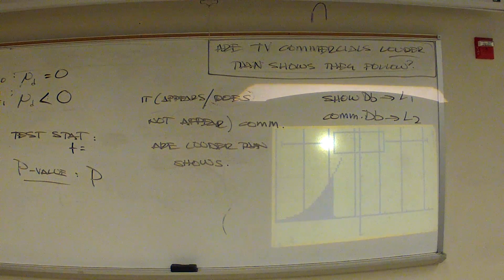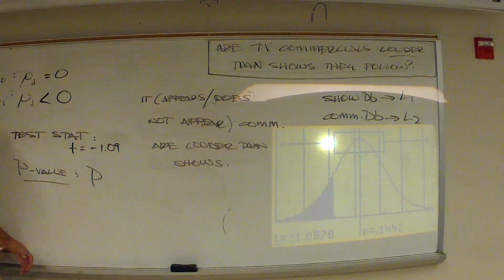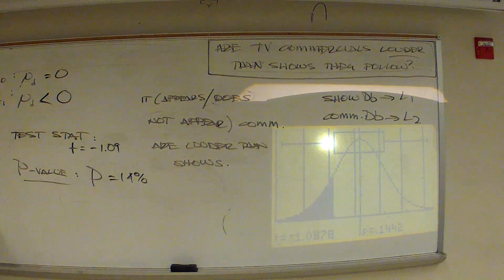That's your box plot, your histogram. Lots of area. Test statistic about negative 1.09. Sure, negative 1.1. P-value 14%-ish. But the big news is that there's no statistically significant difference.